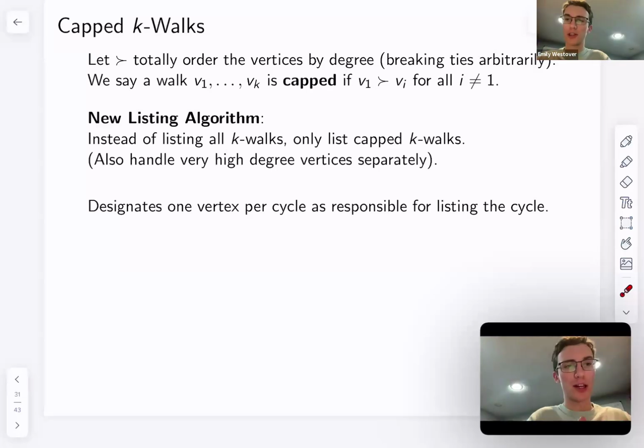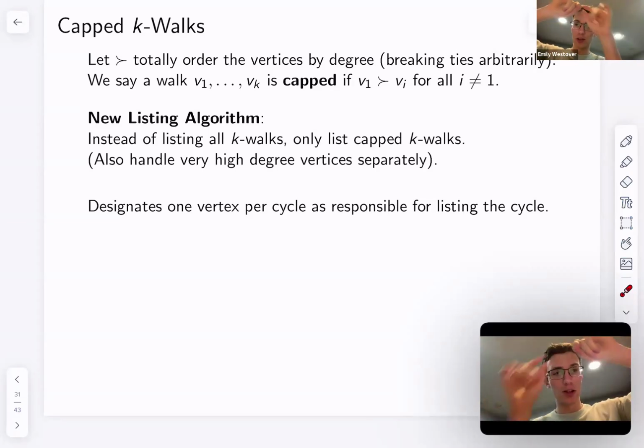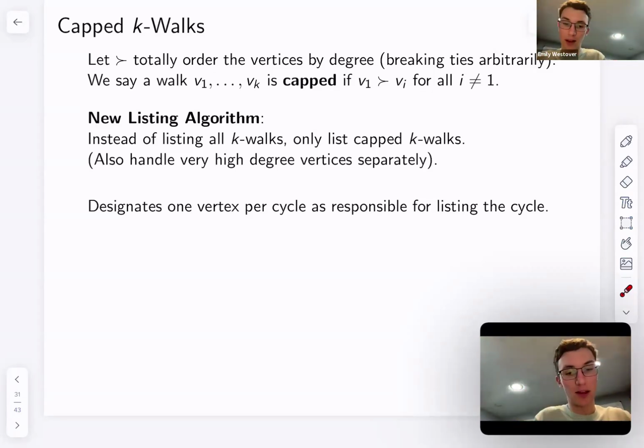So the way that you should think about what's happening here is that within every cycle, like maybe a 6 cycle, which has 6 vertices, we're going to designate one of those to be responsible for listing the cycle. So this one vertex is going to do its 3-step BFSs and then collect those to make the hexagon. Whereas before we didn't really have anything distinguishing any of the vertices in the hexagon.